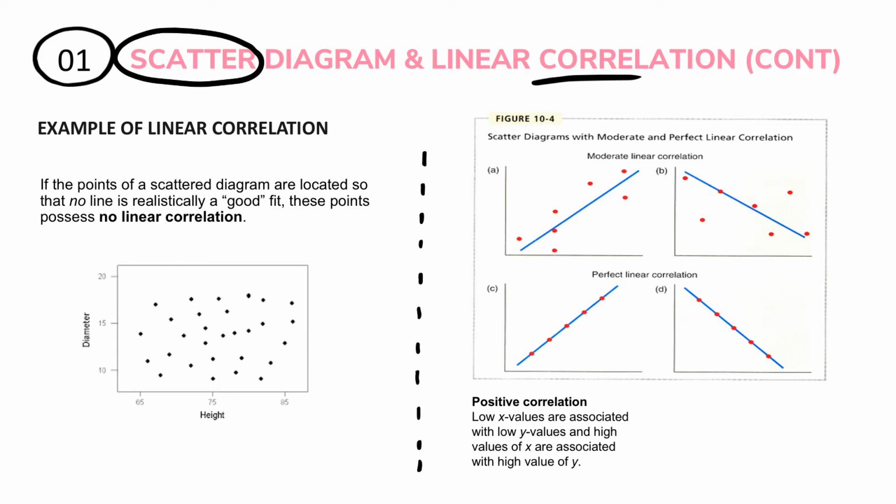The same thing can be said for graph B and D, except for those two graphs, they show an inversely proportional relationship or negative correlation. So these are all the types of linear correlation that we need to know, from no correlation, positive correlation, negative correlation, and the strength of the linear correlation, whether moderate or perfect.